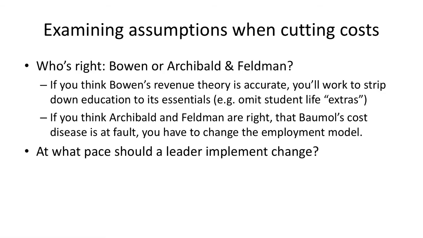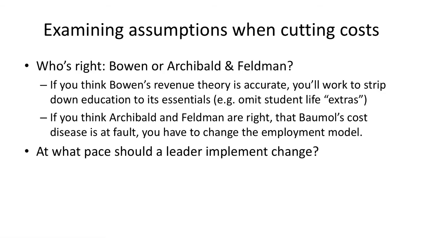If you're Archibald and Feldman in your orientation, and you think cost disease is at fault for driving up costs in higher education, then you've got to carefully examine the employment model. And in particular, you've got to examine the model where a large number of faculty deliver education to a relatively few number of students. You're going to focus your efforts in cost cutting on the faculty model, and you're going to have to figure out how you can use fewer faculty to deliver education to a greater number of students. My point here is that your theoretical structure is going to drive your decision making when you do cost cutting.